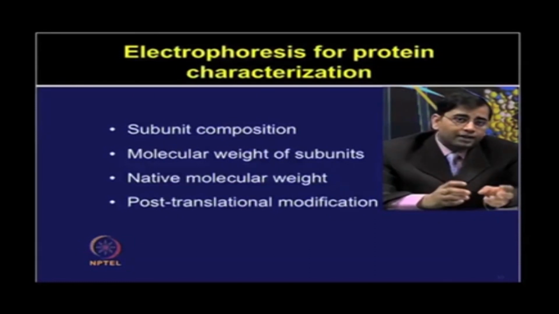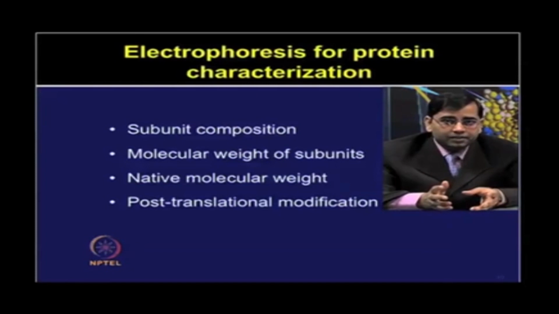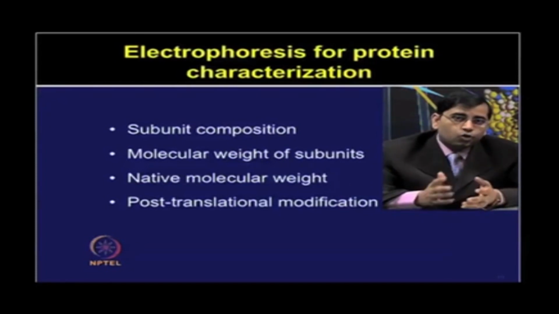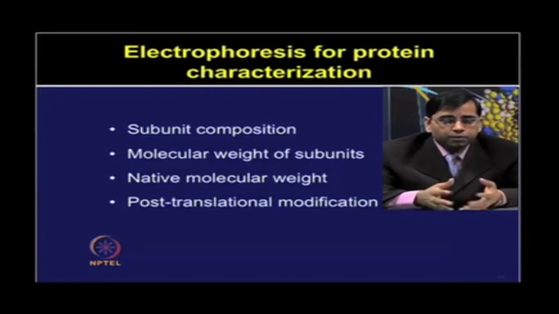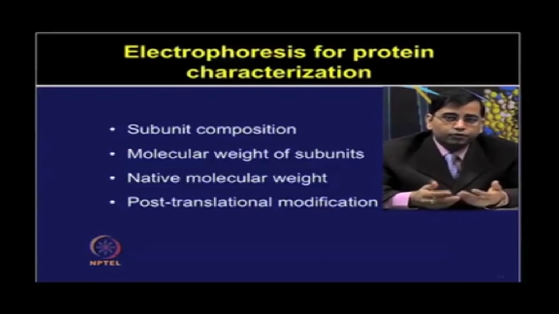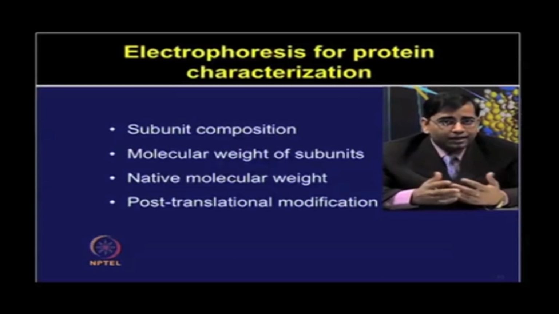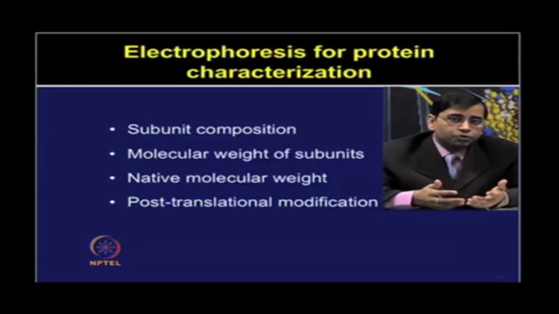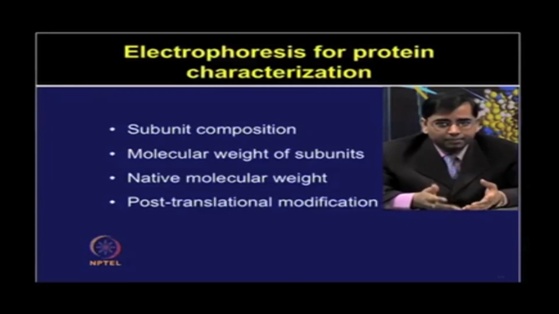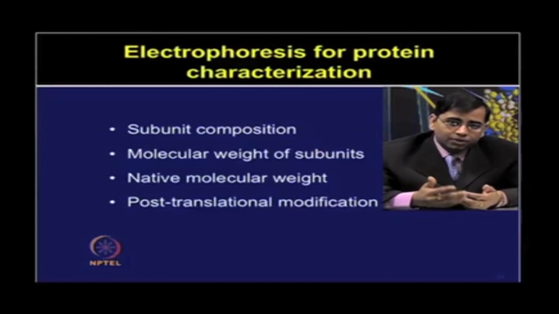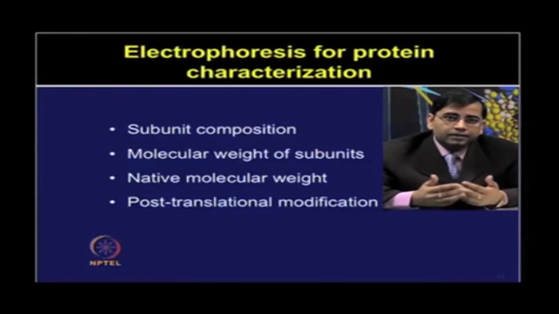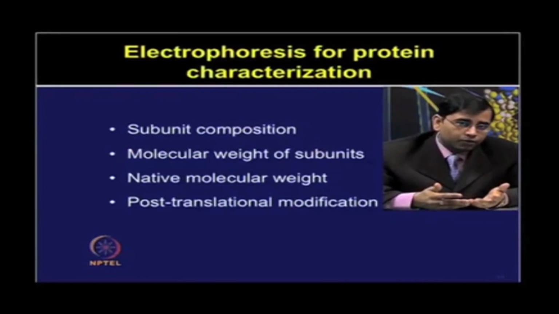Again, only one technique may not be able to answer all of these questions. So often you have to involve more than one type of electrophoretic method. For example, while comparing native and subunit composition forms, you need both native electrophoresis and SDS-PAGE. If you want to look for post-translational modification, then SDS-PAGE will be useful.